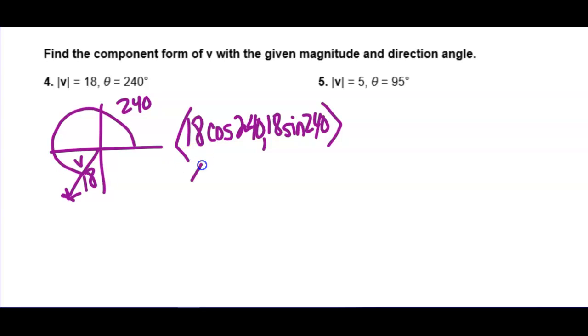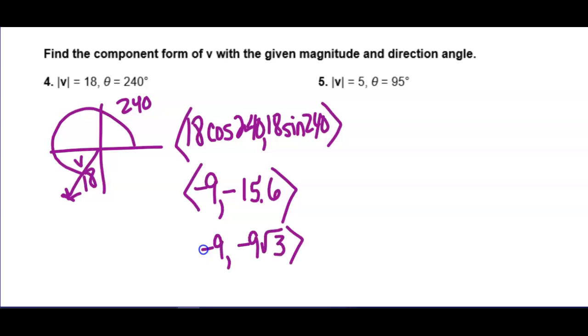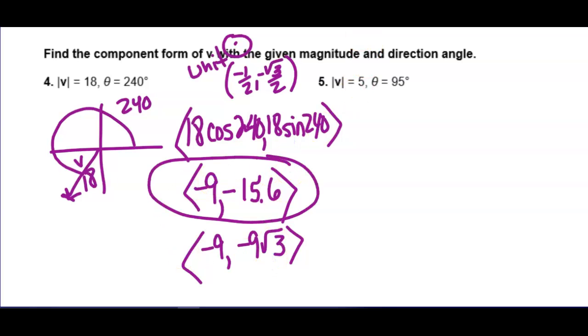The cosine is just -9, but the sine is -15.588 or 15.6. Okay, or if you did exact, this would be -9 square roots of 3, because the ordered pair at 240 is -1/2, negative square root of 3 over 2 on your unit circle. So the exact value for cosine 240 is -1/2, and the exact value here is negative square root of 3 over 2. This is fine though, unless it asks for exact.